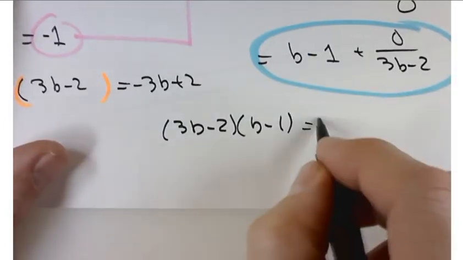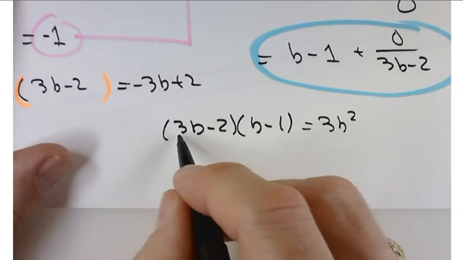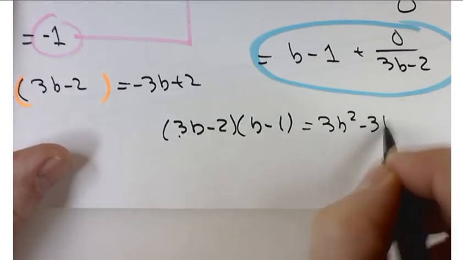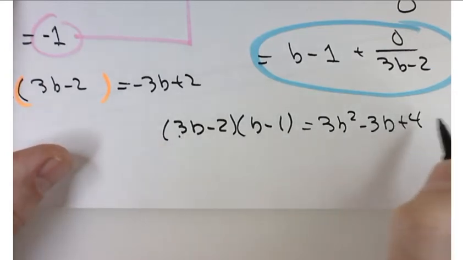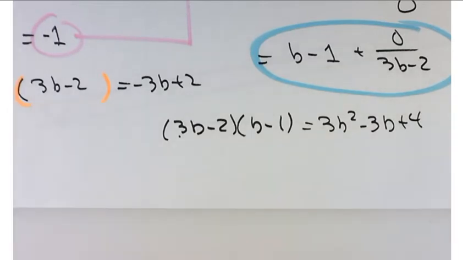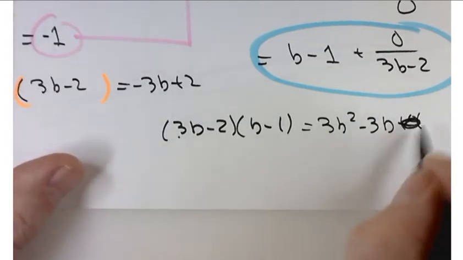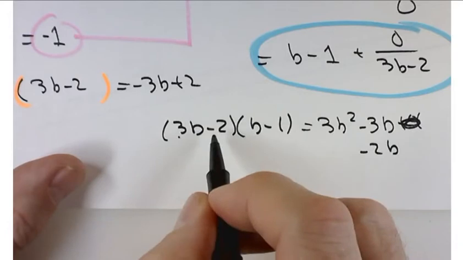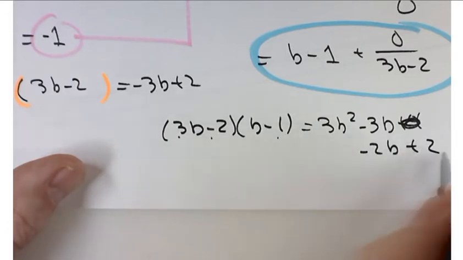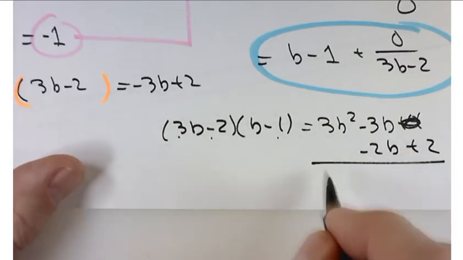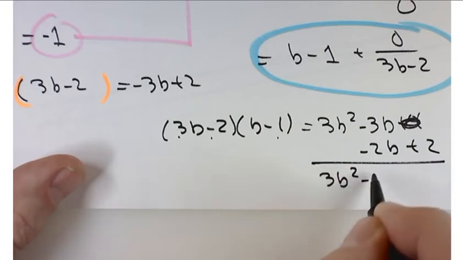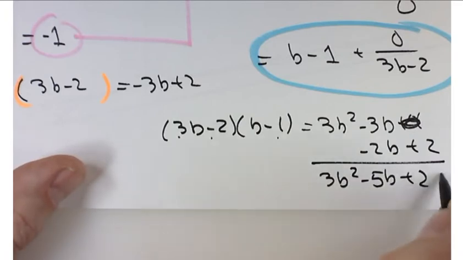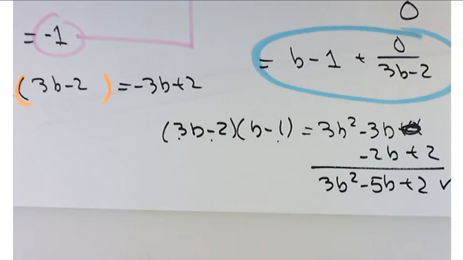First terms would be a 3b squared. Outside terms would be a minus 3b. Inside terms would be a minus 2b. Minus 2 and a minus 1 gives me a plus 2. When I add these together, I get 3b squared minus 5b plus 2. It checks. So, nice.